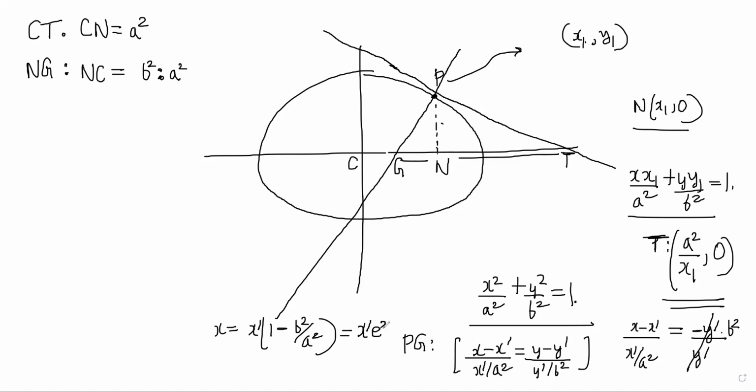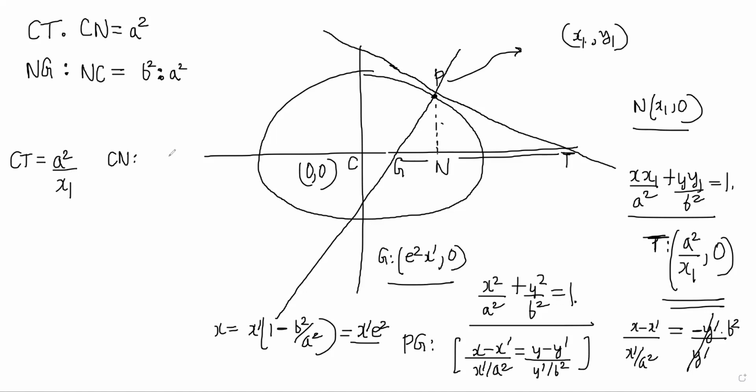Correct. X dash e square. So G point is basically e square x dash comma 0, right? And C point is 0 0. So CT is a square by x1, Cn is just x1, right? So CT into Cn is what? A square, right? And Gn is how much?